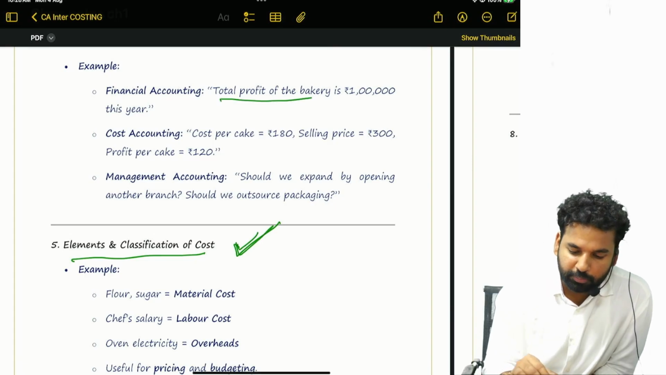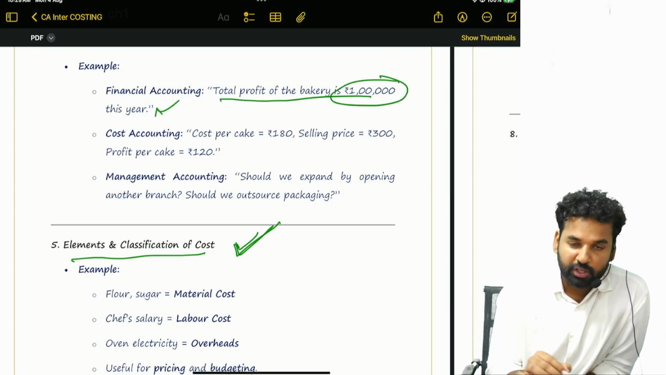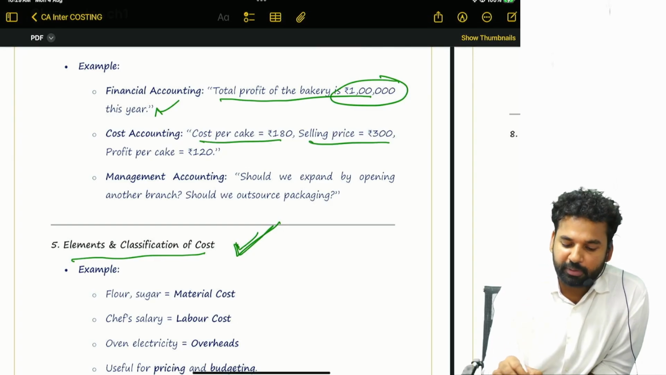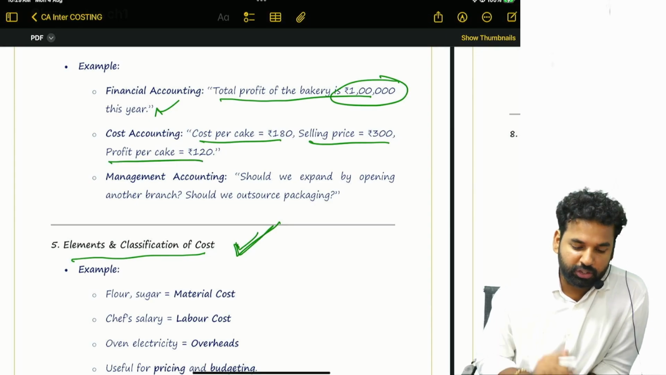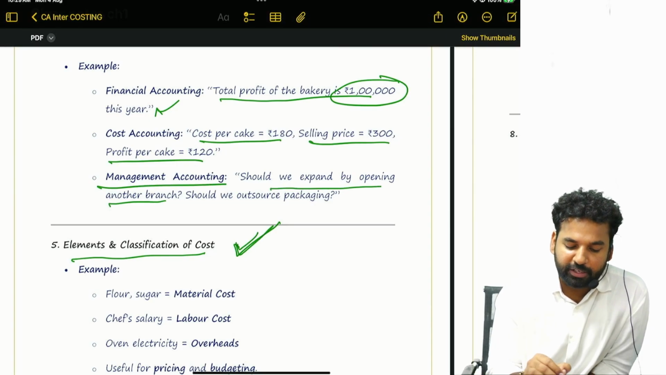See here, the total profit of the bakery is 1 lakh. This is financial accounting. Cost accounting will tell you the cost of the cake and the selling price of the cake, profit per cake. This is cost accounting. And management accounting means deciding whether we should expand by opening another branch or outsource the packing.